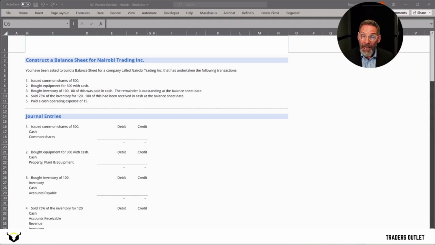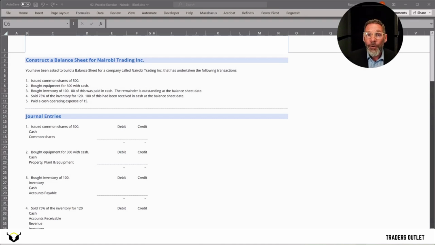Let's construct a balance sheet together for a fictional company that I'm going to call Nairobi Trading Inc. We are going to do both the journal entries, the debits and credits, but also build up the balance sheet. So if you haven't downloaded the spreadsheet already, please do and follow with me. You can always speed me up or slow me down. Okay, so let's get started.